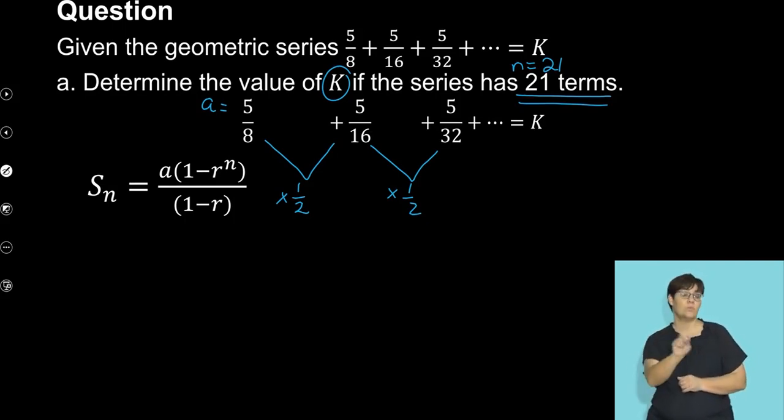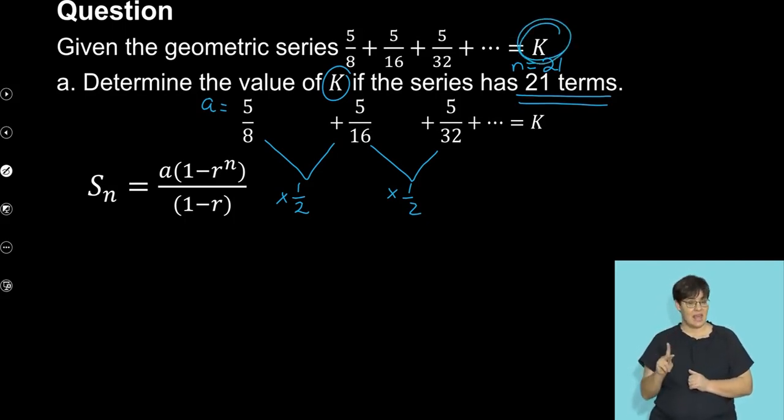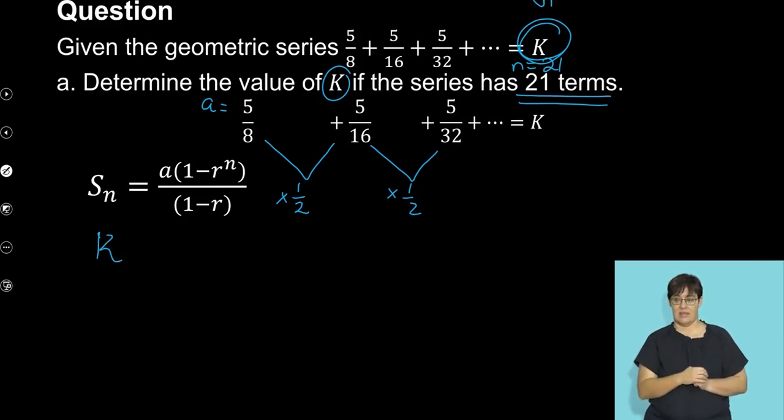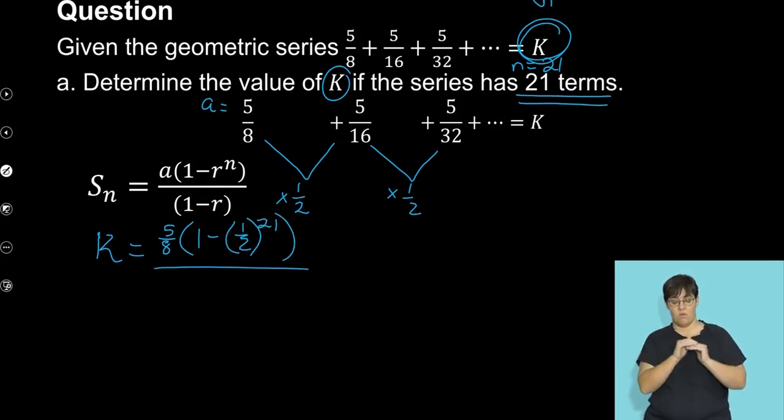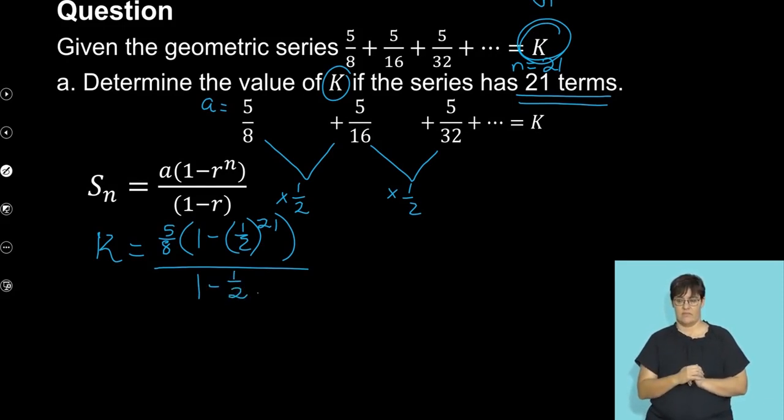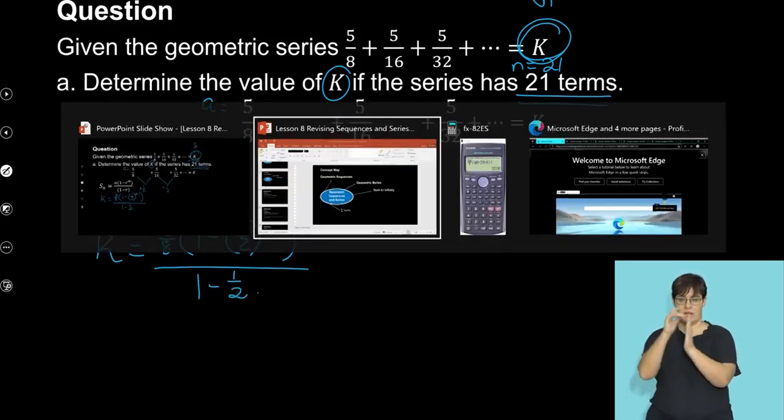I just need to solve for k, and k is my Sn because this is what the sum is equal to. So I'm going to substitute in k for Sn, which will be equal to 5/8, open bracket 1 minus a half to the power of 21 because there are 21 terms, all over 1 minus a half. Wonderful, let's plug this all into our calculator.